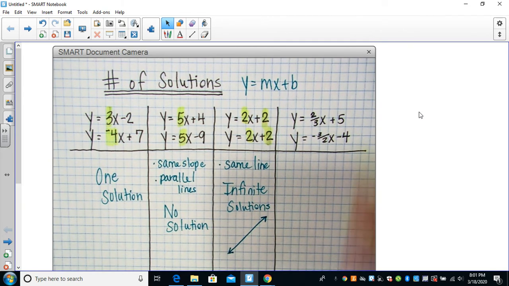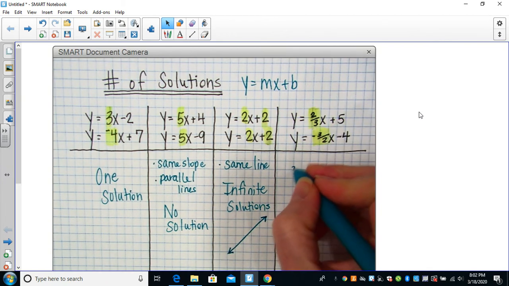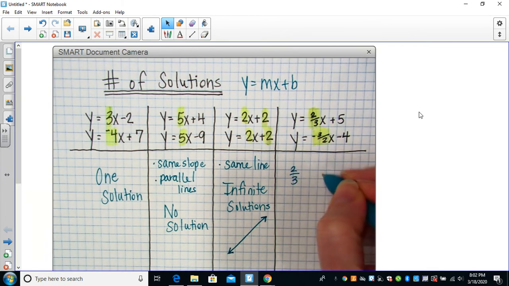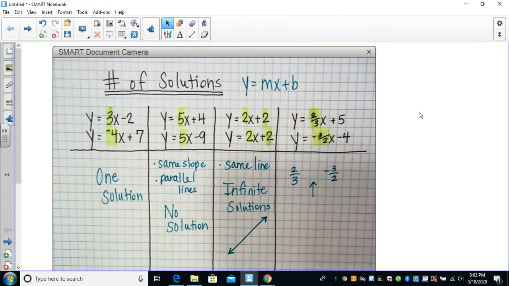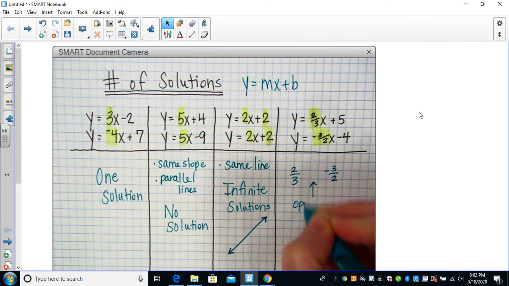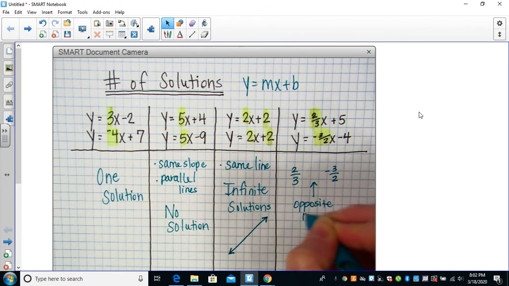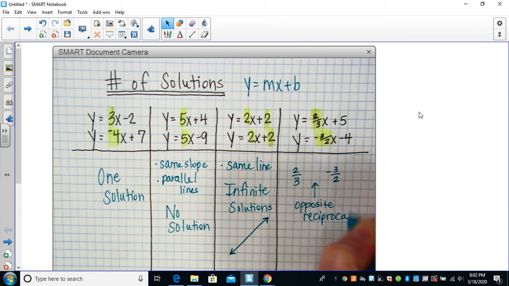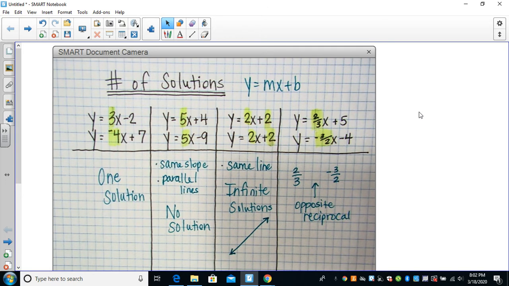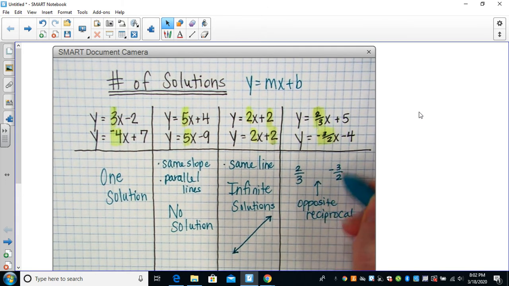Then when we get a little bit more advanced, we look at these two slopes, and the first slope is 2/3, and the other slope is -3/2. These are opposite reciprocals. Reciprocal means that you flip the fraction, numerator and denominator, so we flipped it, and then opposite means we made it positive or negative, whatever the opposite is.